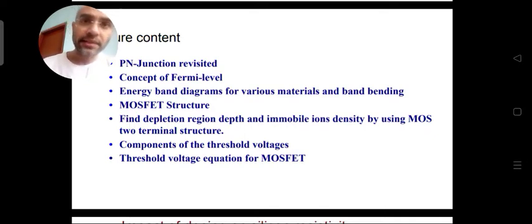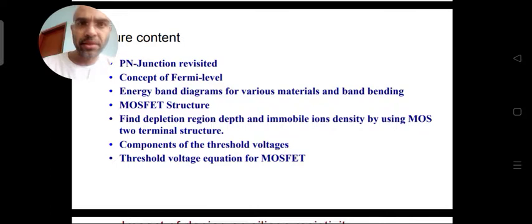Okay, so keep in mind that the aim of today's class is to calculate the components of the threshold voltage. What the threshold voltage equation is, and on what factors it depends. So the whole study, whatever we are going to do, will be for this particular thing. So keeping this in mind, let's start.